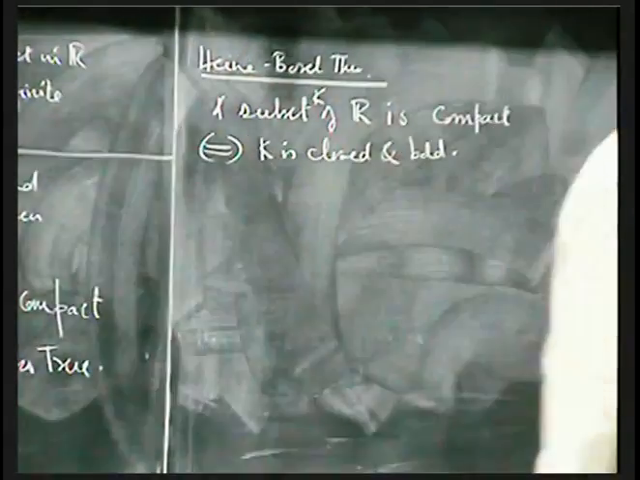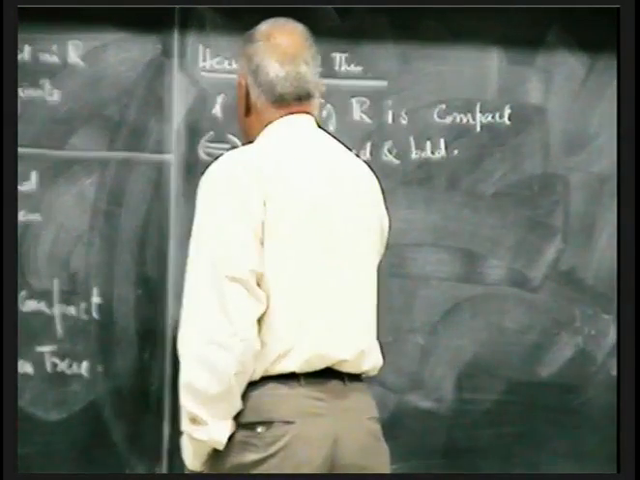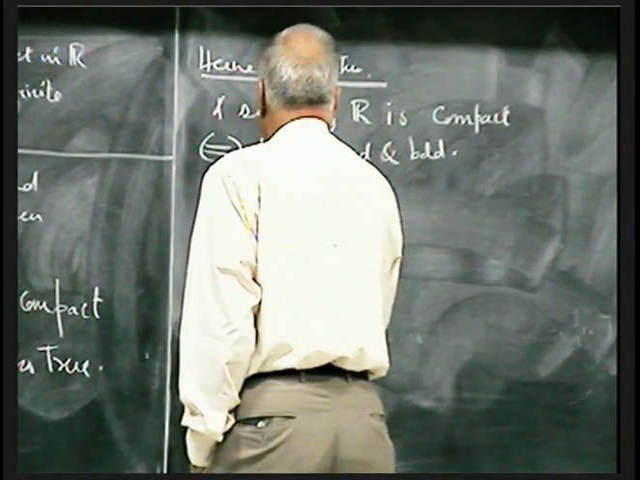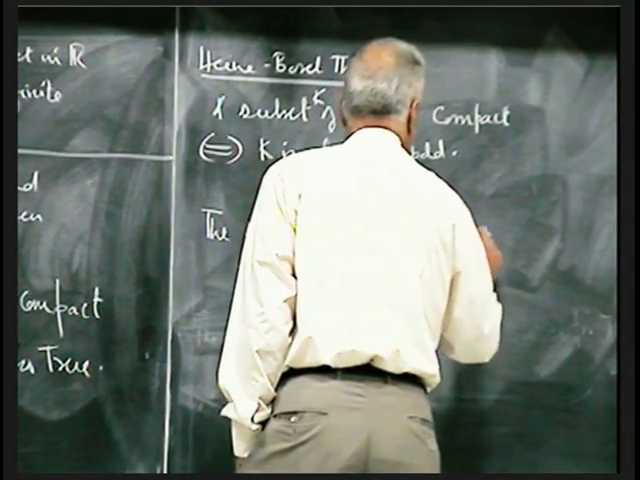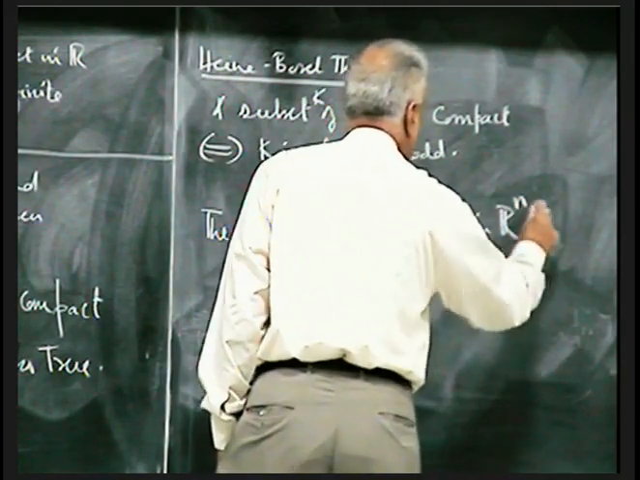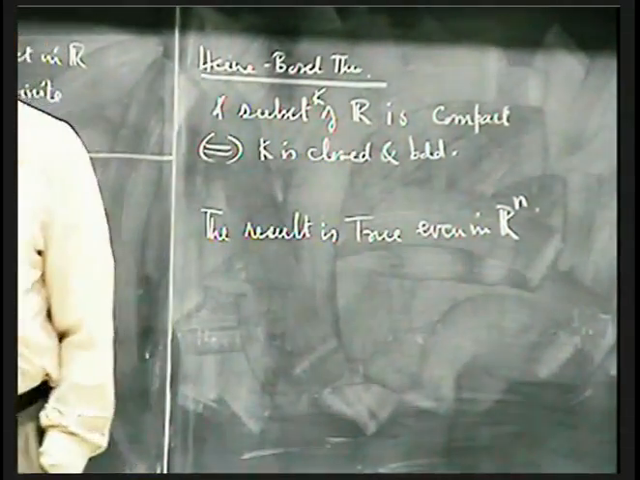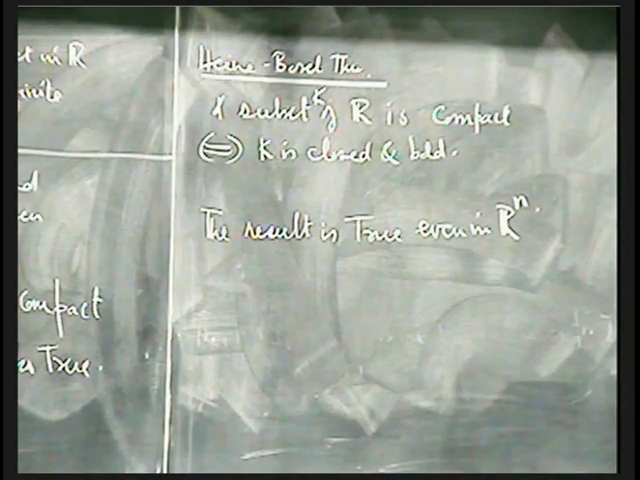And surprisingly, the result is true even in 2 dimensions, 3 dimensions, n dimensions. So the result is true, with almost essentially the same proof. Well, the result is true even in Rn. So basically, finite dimensional analysis is all essentially the same, because the compactness idea is the same everywhere.